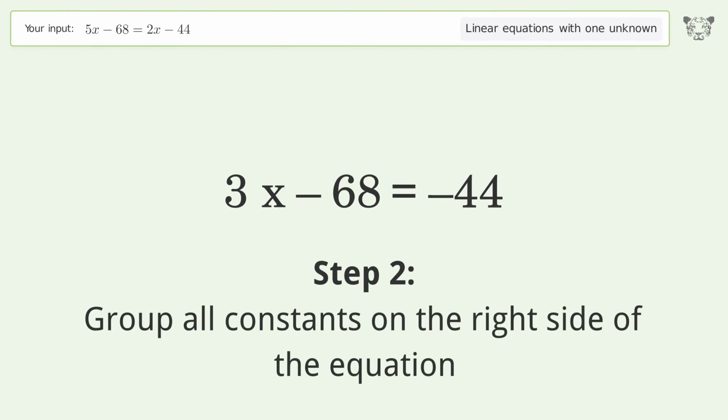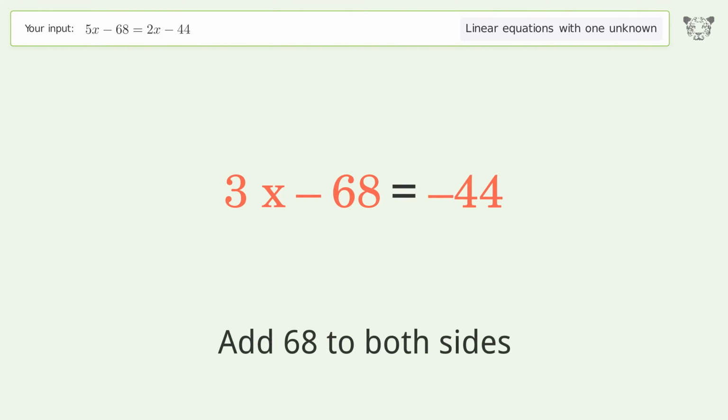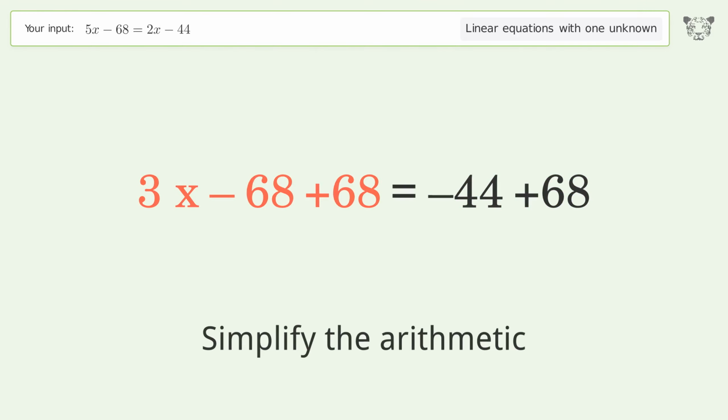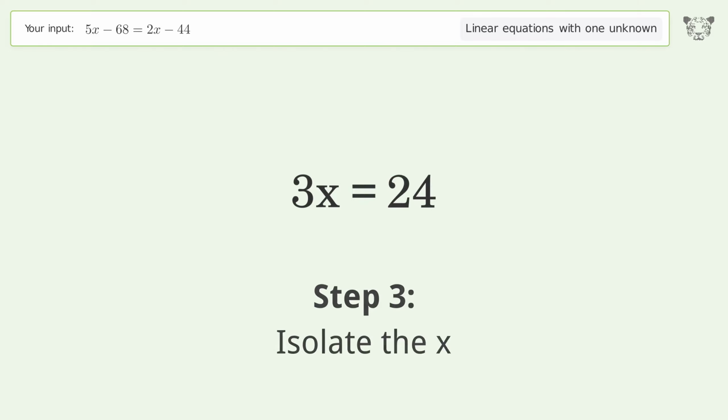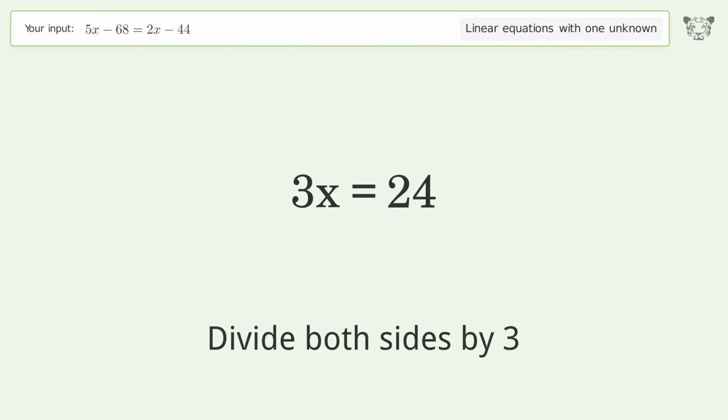Group all constants on the right side of the equation. Add 68 to both sides. Simplify the arithmetic. Isolate the x. Divide both sides by 3.